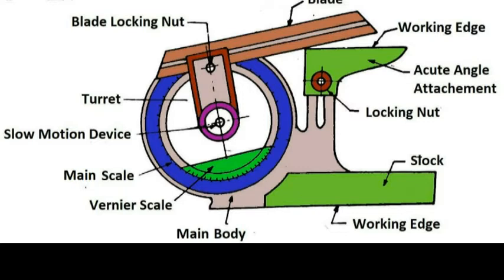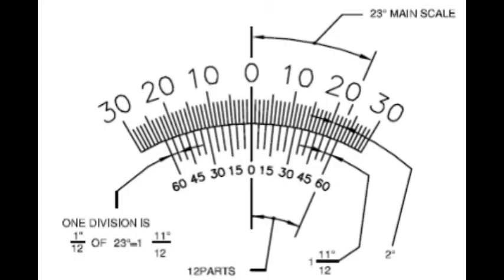The bevel protractor is tested for flatness, squareness, parallelism, straightness, etc. So here in this figure, the main scale is graduated in degrees of arc. The vernier scale has 12 divisions on each side of the center 0. They are marked 0 to 60 minutes of arc, so that each division equals 1 by 12 of 60, that is 5 minutes of arc.